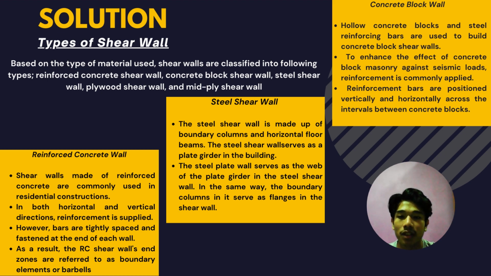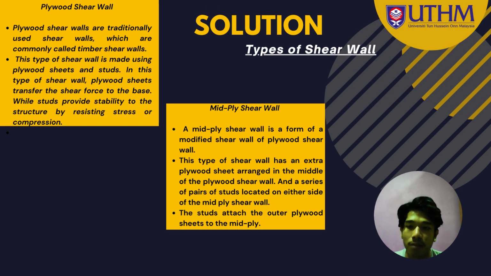The types of shear wall that we use in concrete buildings are: first, reinforced concrete wall; second, steel shear wall; third, concrete block wall; fourth, plywood shear wall; and lastly, mid-ply shear wall.